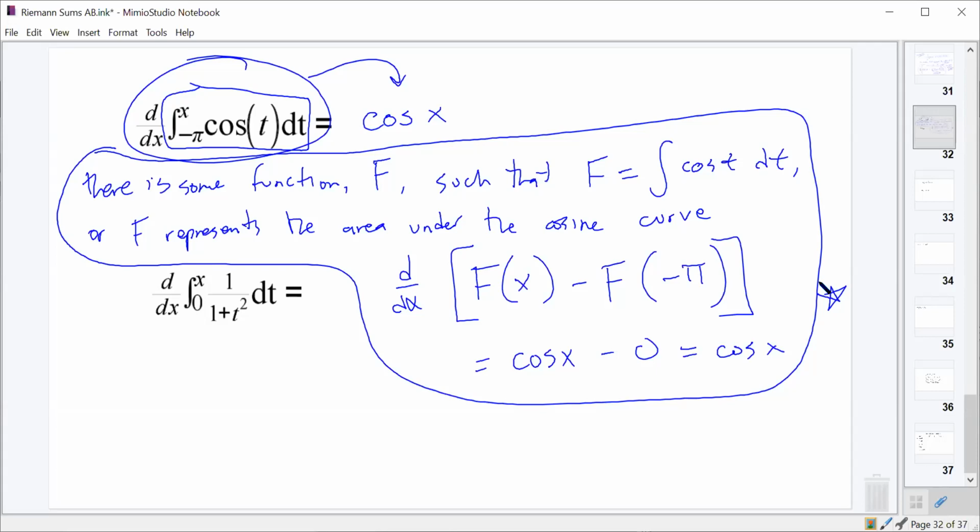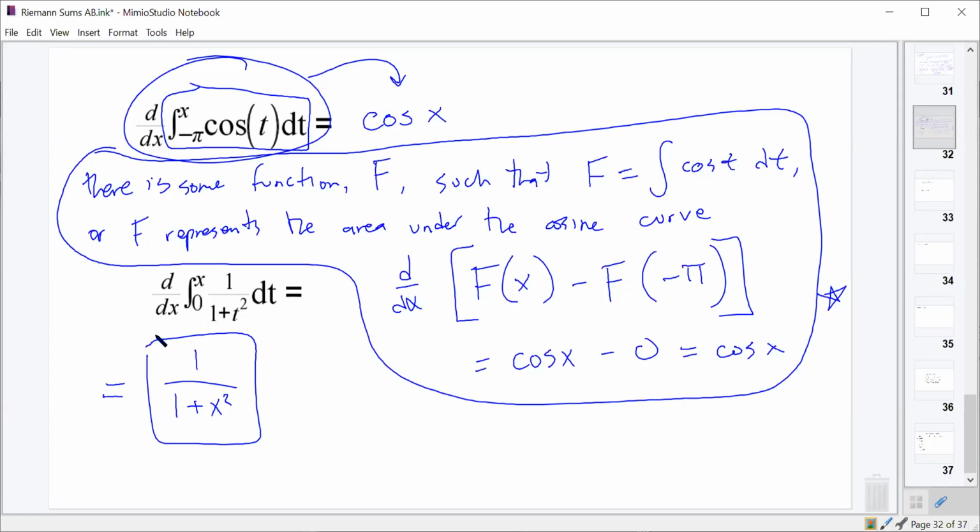All right. So what about this one? The derivative of the integral from 0 to x of this function, 1 over 1 plus t squared dt. What should this be? One over 1 plus x squared. It should just be 1 over 1 plus x squared, right? That is coming from the same idea.